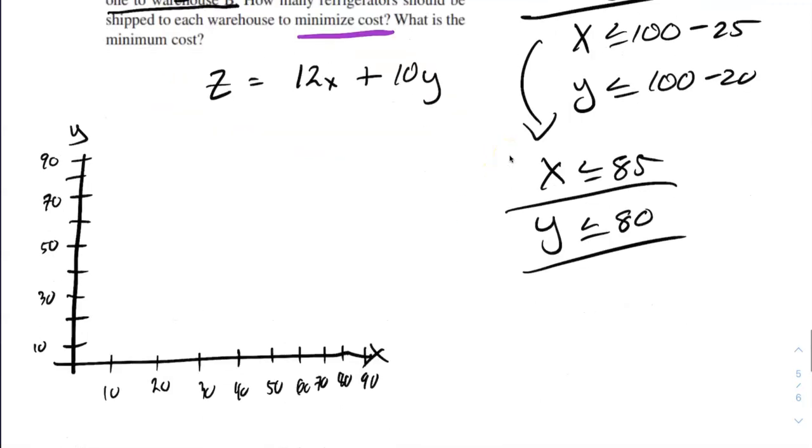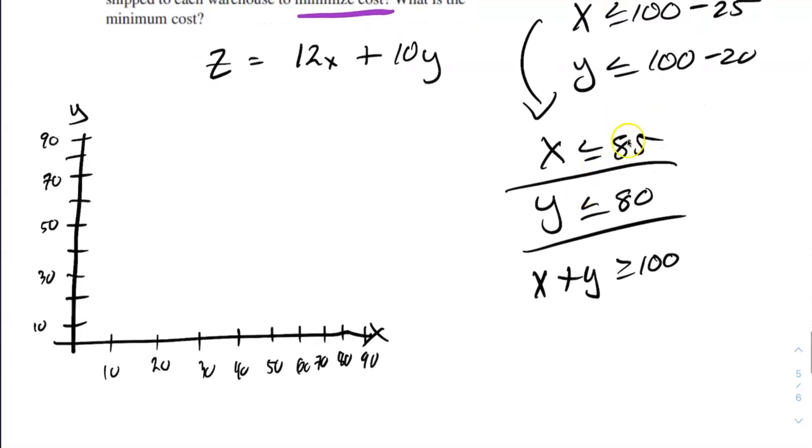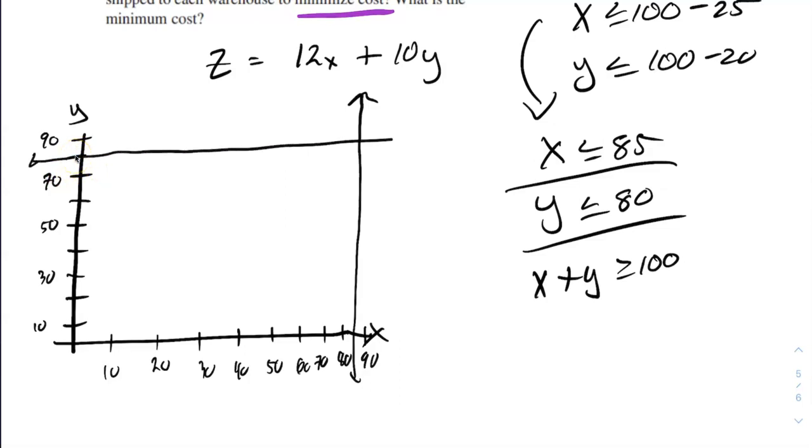Let me move this one down here also: X plus Y equal to 100. Again, some of these constraints are easy to graph. X less than 85, easy. Where's 85? Right here. I want to be less than that. Y has to be less than 80, so here's 80 on my Y, and I want to be less than that.